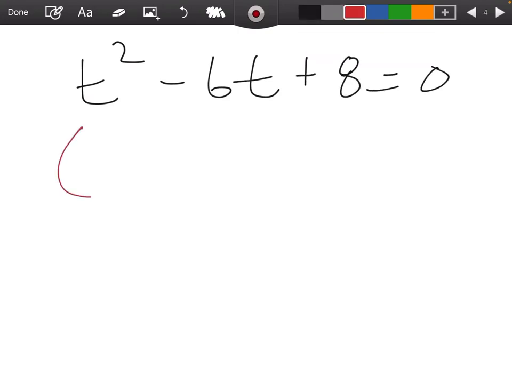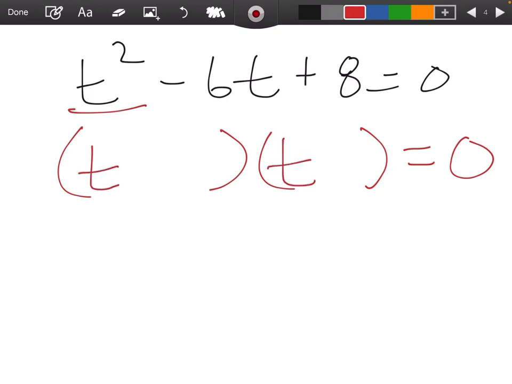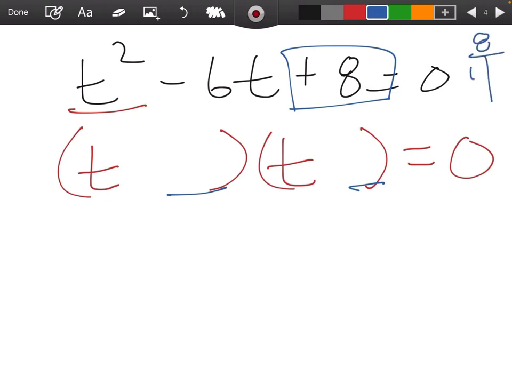Okay, y'all, if I'm going to factor this guy out, remember what I'm going to do here. I'm looking for 2 pieces that are going to multiply to t squared. So we're going to try using a t and another t. Now, in this last spot here, y'all, I need 2 numbers that multiply to 8. So when I think of 8, y'all, I think of 1 and 8, and I also think of 2 and 4. But the numbers that I need, y'all, are the numbers that are going to add up to a negative 6.